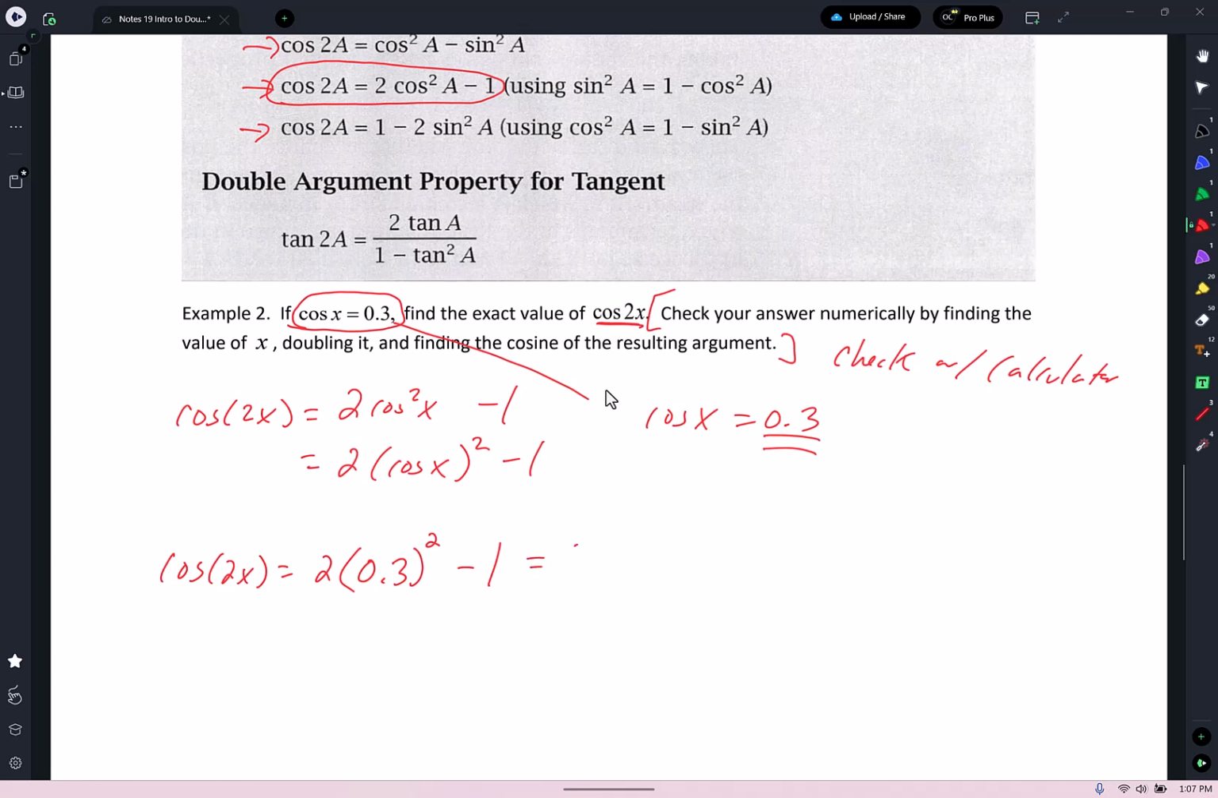So let's see, 0.3 times 0.3. No, you don't need a calculator. 3 times 3 is 9. So 0.3 times 0.3 is 0.09. So you got to move that decimal, right? Minus 1. You guys okay so far? Okay. 2 times 0.09, well, that's just doubling it. So that means 0.18 minus 1.